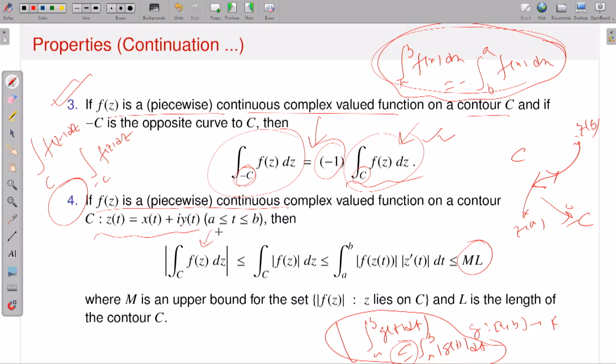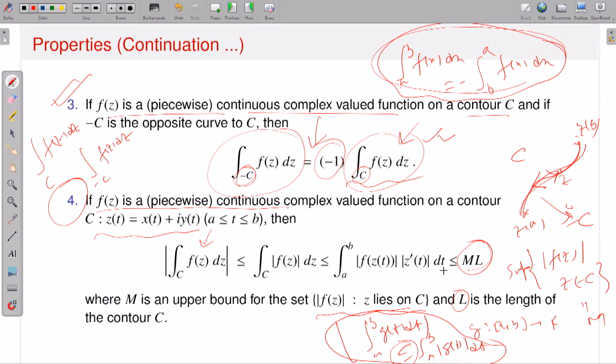Similarly, I can estimate my contour integral, and in what terms? It says that it is M and L. What are M and L? M is the upper bound of the absolute value of my function where z lies on the contour. Suppose this is my contour C. Since my function is defined on C, if I take any point z in C, I take the absolute value of f(z) and take the supremum of |f(z)| where z lies in C. That is what I am calling M. And L is the length of my curve. So I can estimate my contour integral, which is dominated by M times L.